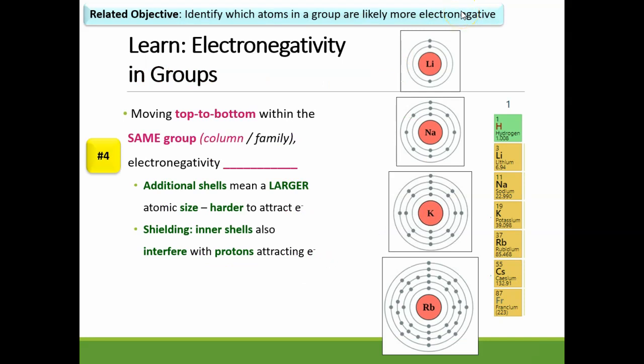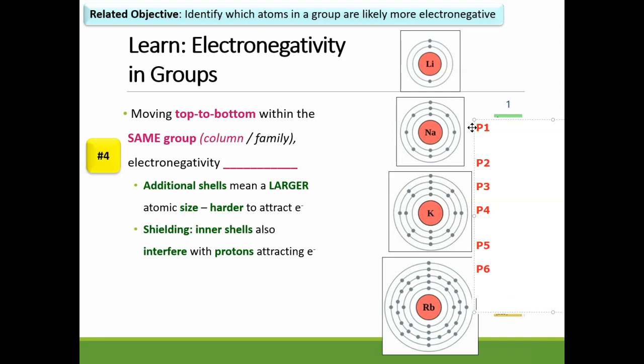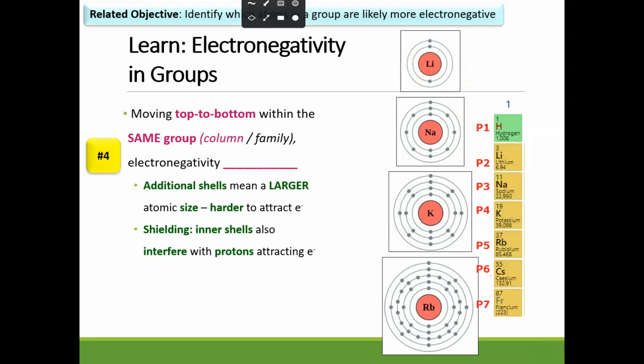All right, so taking a look here, as we go from top to bottom within the same group, remember that we are adding shells. We talked about how each period tells you how many shells they have. So this is period 1, period 2, period 3, period 4, period 5, period 6, and period 7. And we saw that in period 1, there's 1 shell.